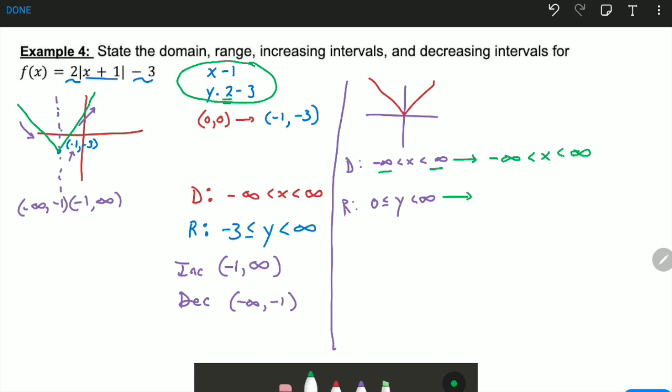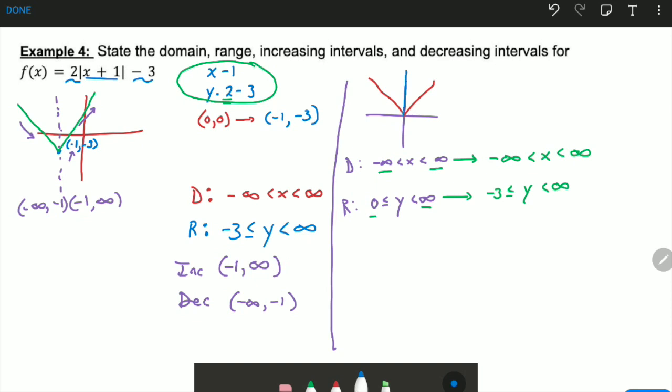For the range, we're doing two things. We're multiplying it by 2 and then subtracting 3. So 0 times 2 is still 0, minus 3 is negative 3. And then infinity times 2 is still infinity, minus 3 is still infinity. So you can see we end up with the same thing for domain and range. For increasing and decreasing, it's a little bit more complicated, but you can still do it with transformations.